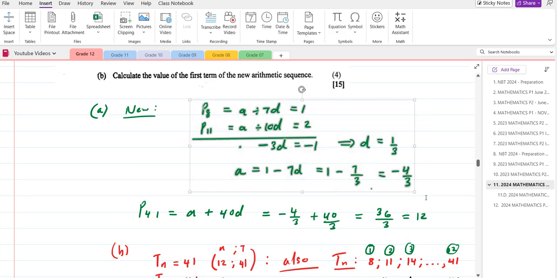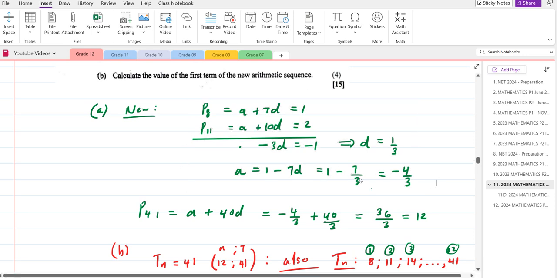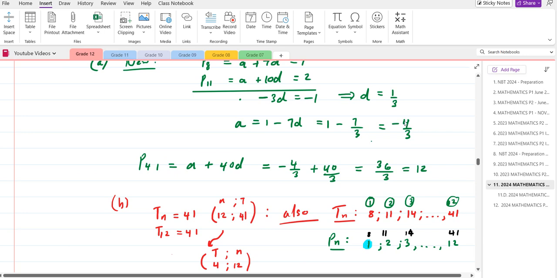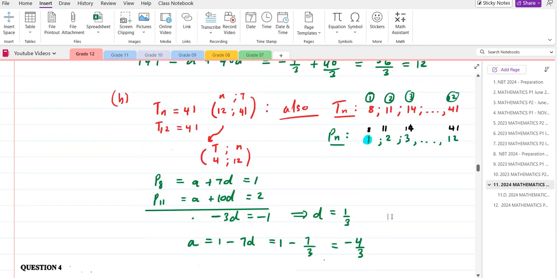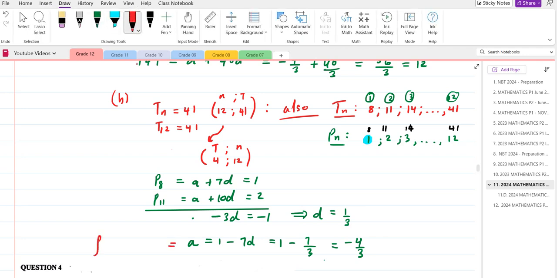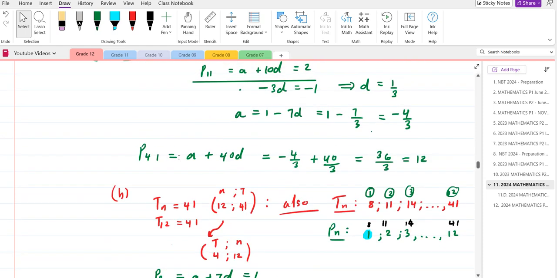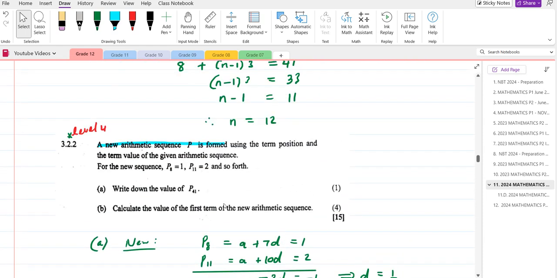I'm just going to put this answer down. We're just going to write A is equal to minus 4 over 3, calculated above. Okay, let's just put the working here. So A is equal to the first term. We're just going to write the same thing. That's it. Alright, so guys, that was a nice inverse function problem. Next question.